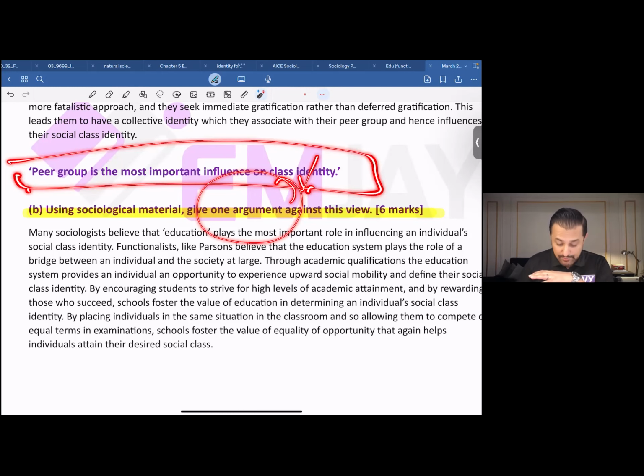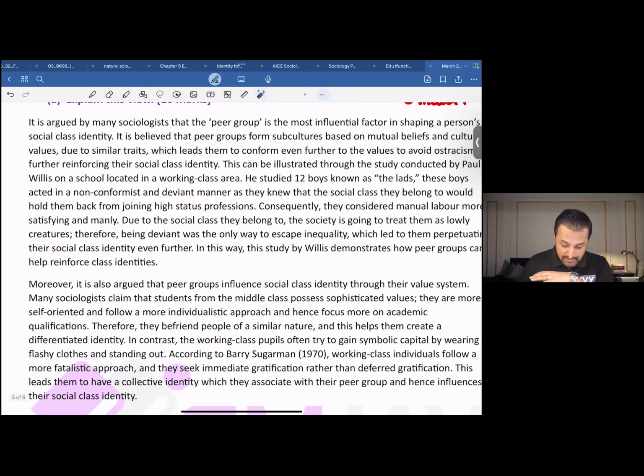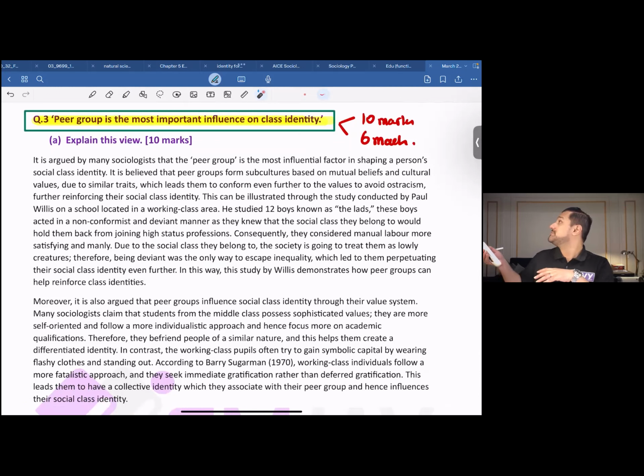So we'd speak about 3B in a bit. Let's start off with question number 3A. Now, as we speak about question number 3A, let me read out the statement again. The statement reads, peer group is the most important influence on class identity. That is the social class identity, right?